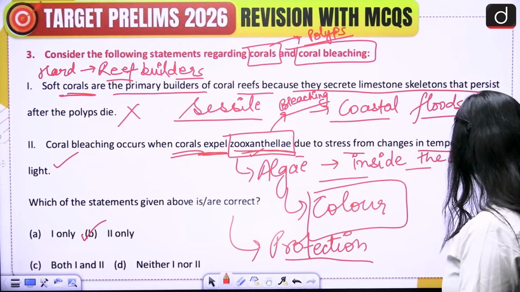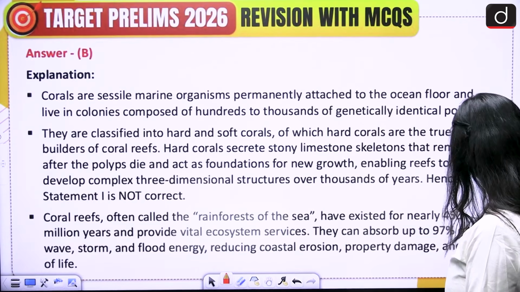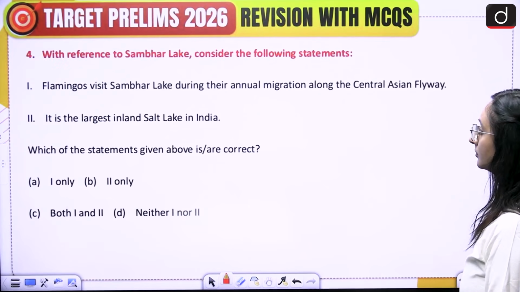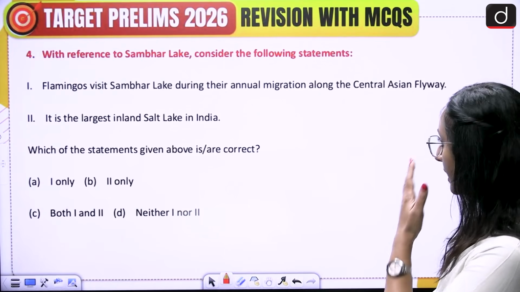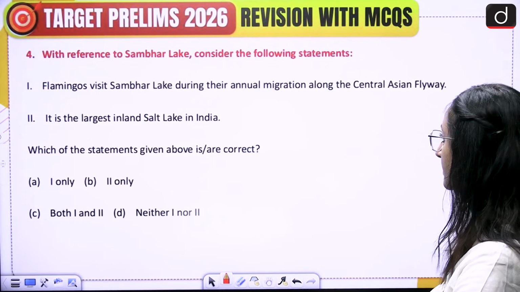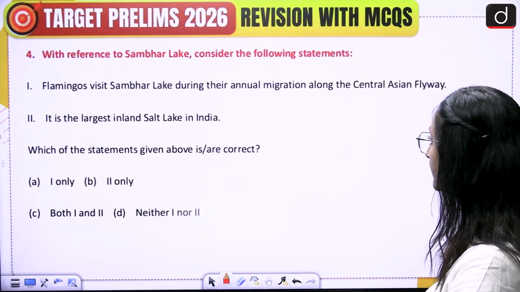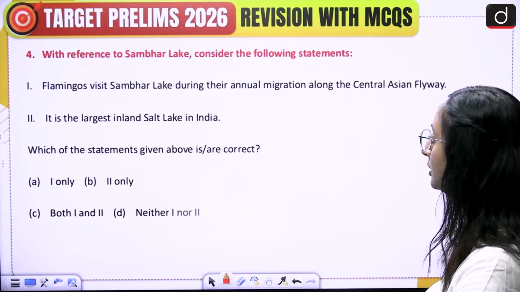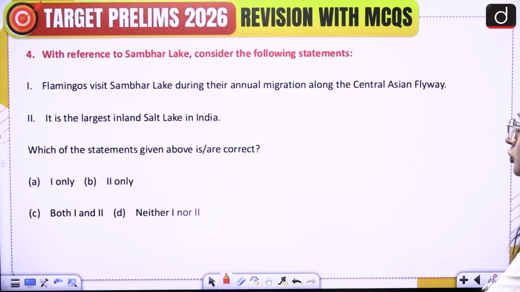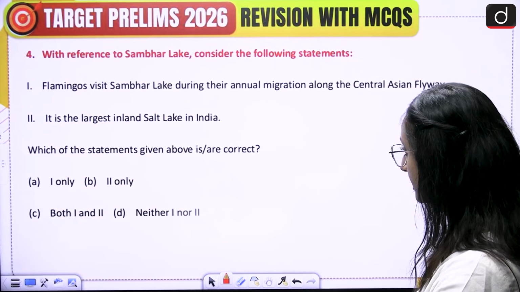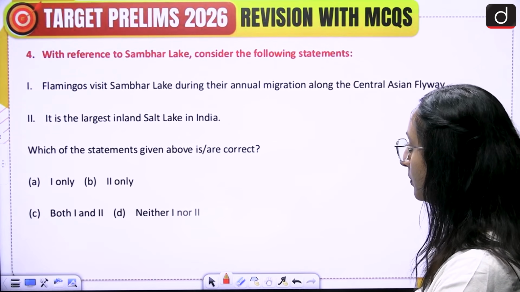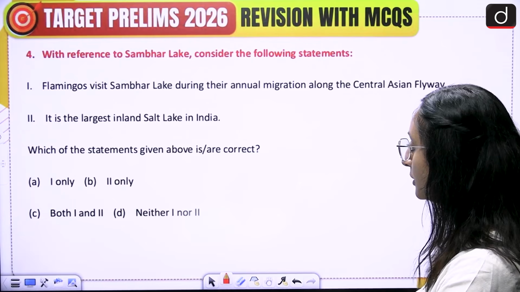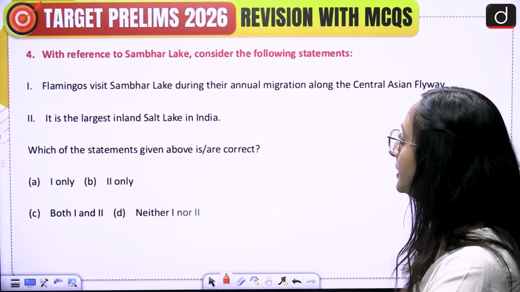Moving on to question number 4. With reference to Sambhar Lake, consider the following statements. 1. Flamingos visit Sambhar Lake during their annual migration along the Central Asian Flyway. 2. It is the largest inland salt lake in India. Which of the statements given above is or are correct? A, 1 only, B, 2 only, C, both 1 and 2, or D, neither 1 nor 2. Please attempt this question.